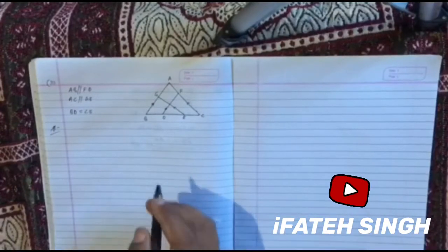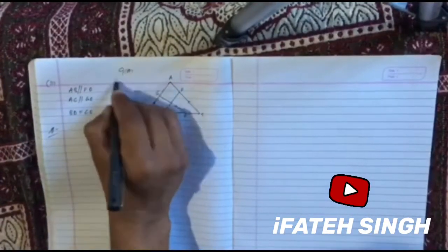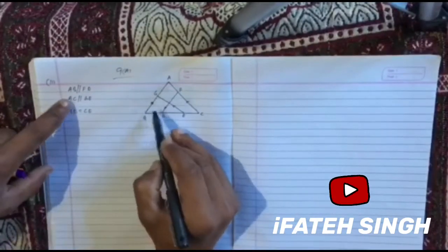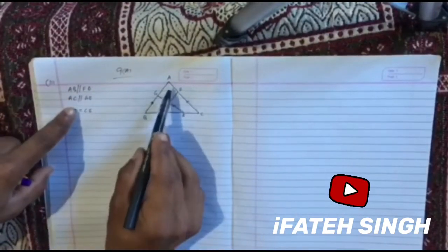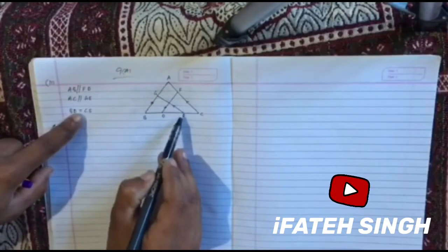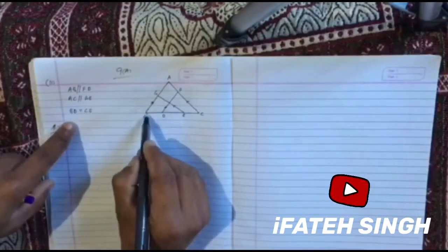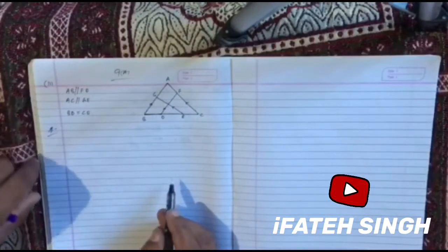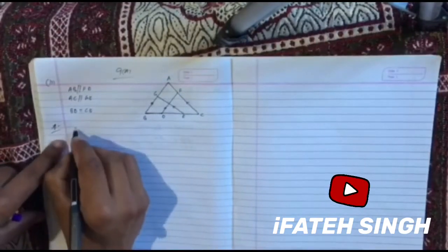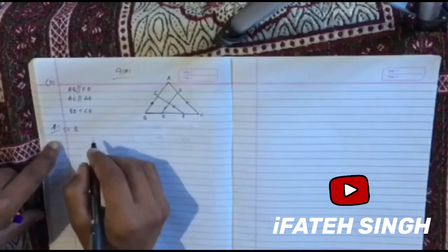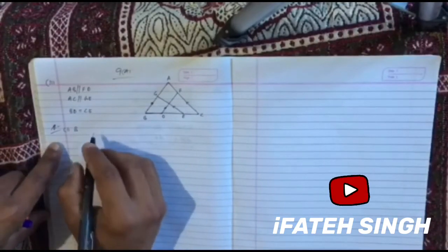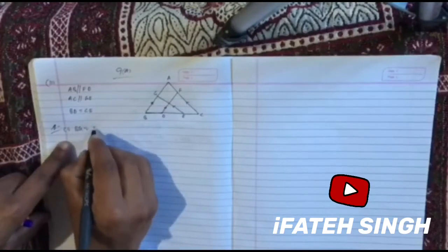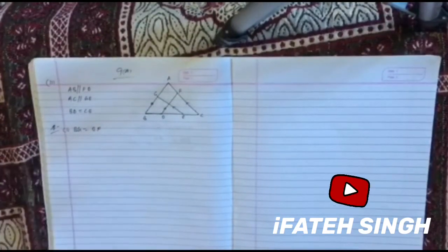Next is the 11th sum of 9A. In this sum it is given that AB is parallel to FD and AC is parallel to GE. It is already given that BD is equal to CE. And now we are going to prove the first part, that BG is equal to DF. We will prove that.